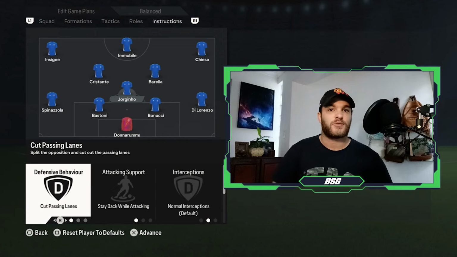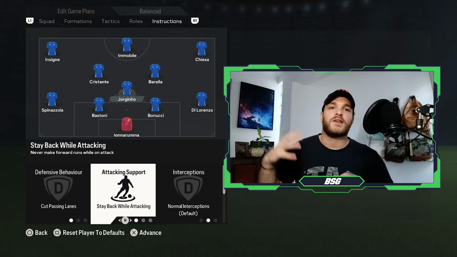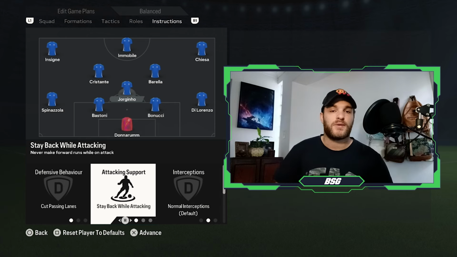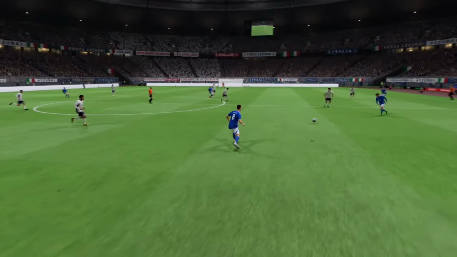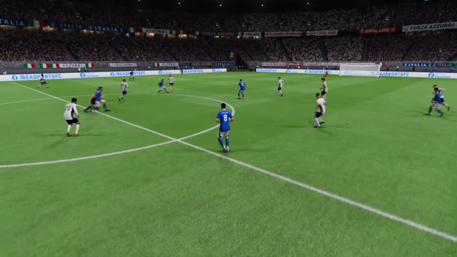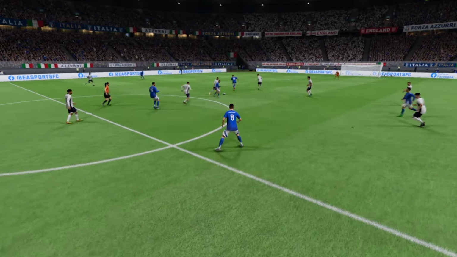The attacking support will be set to stay back while attacking. You want him, as well as Cristante or Marco Verratti, to quite effectively join up and formulate, at times, a solid double pivot in the midfield zones, looking to rotate play and facilitate from a slightly deeper rate. The interceptions will be set to normal, and then you want him to be the deep-lying playmaker.